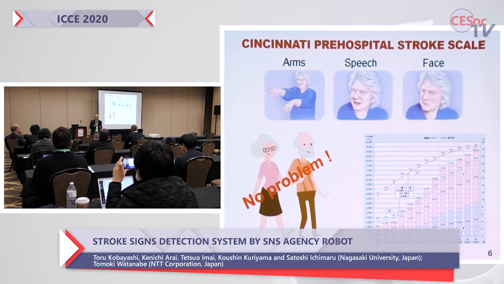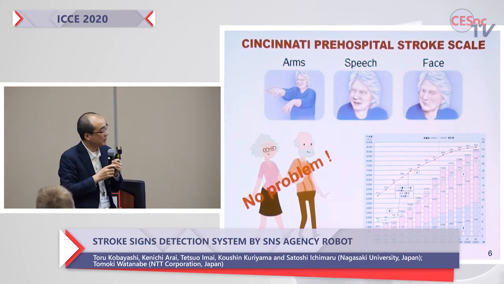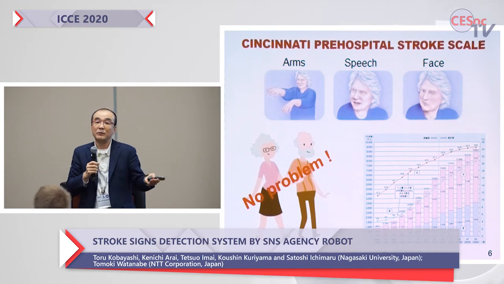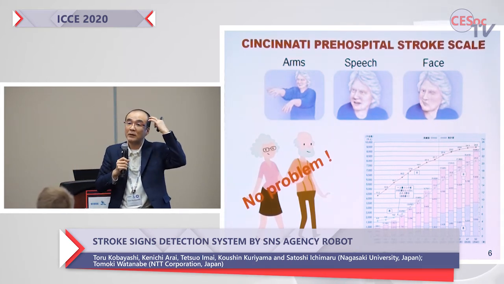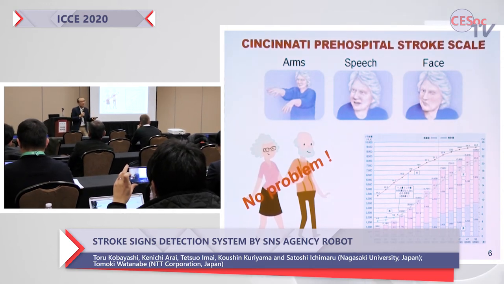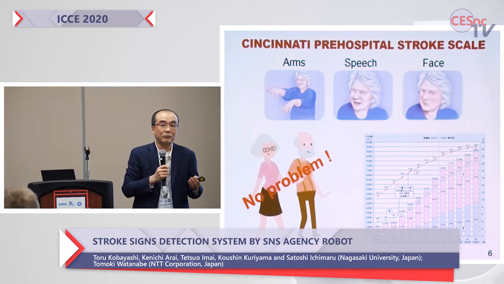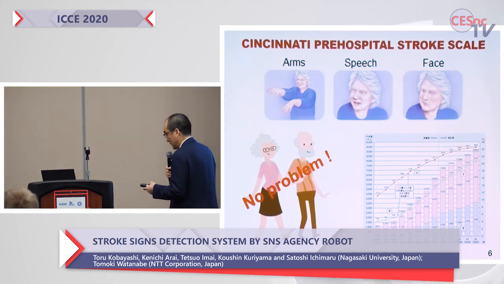As you know, in Japan we have a serious problem that the living-alone elderly population is increasing year by year right now. So if you don't have a partner and you have some stroke problem, nobody notices that. That will be very serious because you could die. That's a very big problem. Then we thought that our SNS agency robot could be the partner who can find out the difference from you. So that's the point of this research.